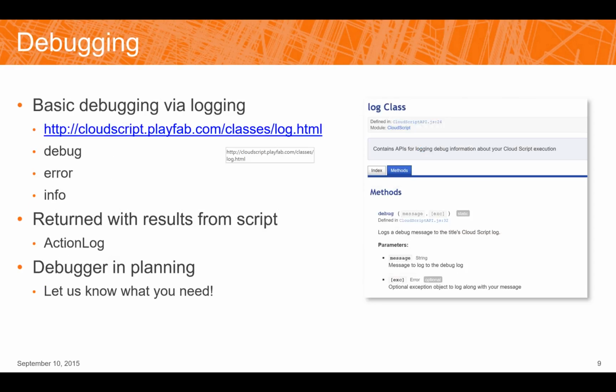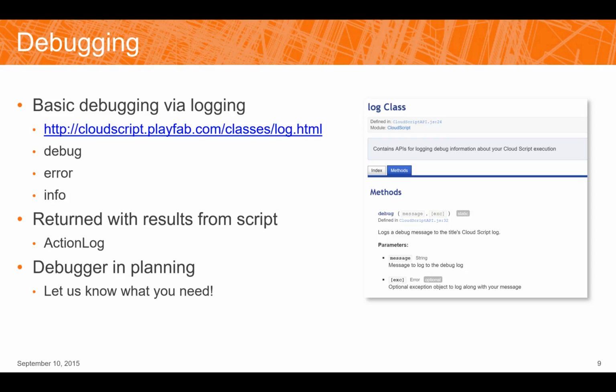Okay, so debugging. Right now, debugging in CloudScript is fairly basic. We have a log class as part of our JavaScript implementation for CloudScript, which allows you to call a log debug, error, or info message. As I said, all of that gets aggregated up and is passed back to you as results from your script running in the action log.